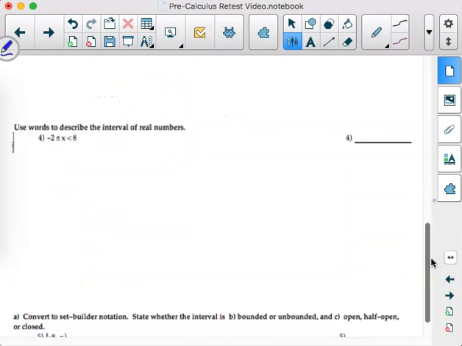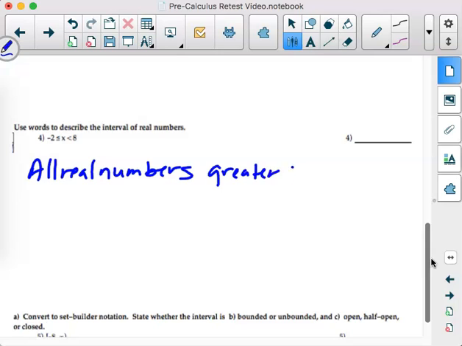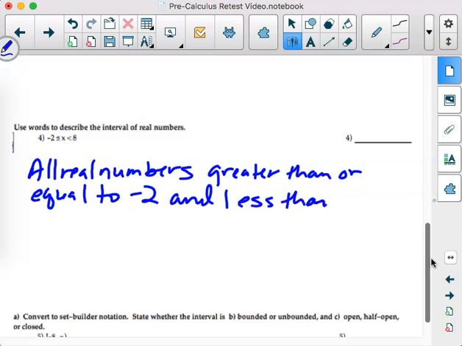Number 4 says we're going to use words to describe the interval of real numbers. So this again means saying all real numbers. Read it from the inside out. So all real numbers greater than or equal to -2 and less than 8. So putting it into words, putting it into a sentence.